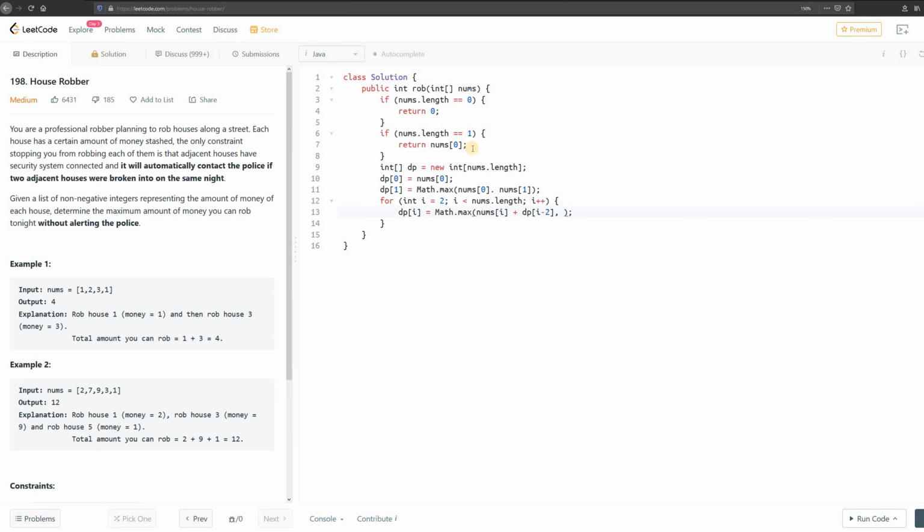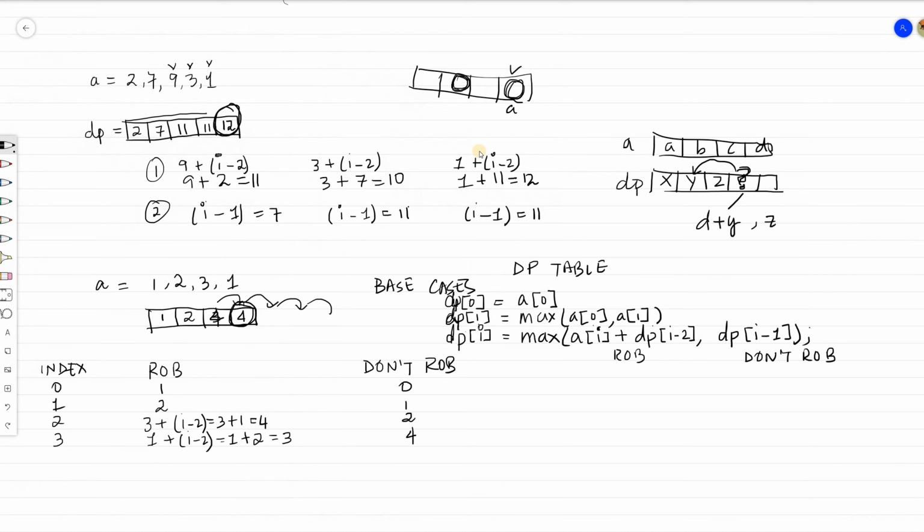So let's say this is my DP array. At every point we have the best answer stored. If there is one house, this is my best answer. If we have two houses, this is my best answer. If we have three houses, it's my best answer. If I have four houses, this is my best answer. So how do I get the best answer? That is the current house I'm robbing plus the previous to previous best from the DP table.